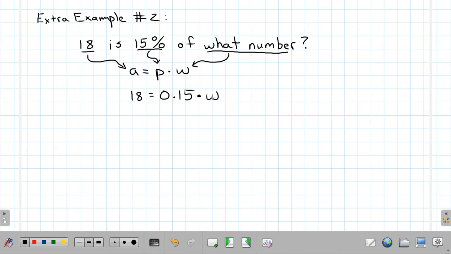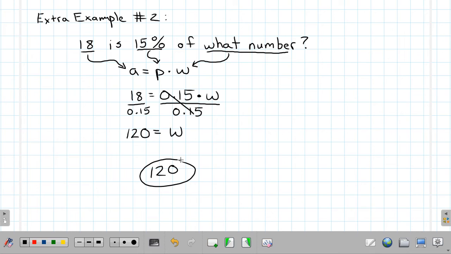So same kind of thing here. We're looking for W. We're multiplying W times 0.15. That means we need to divide by 0.15. If we do it to one side, we've got to do it to the other. The whole point is to get rid of those 0.15s to give us 1 times W, which is W. And then once again, if you need to, plug this into your calculator. 18 divided by 0.15, that number is actually 120. Okay, so the answer here is 18 is 15% of 120.